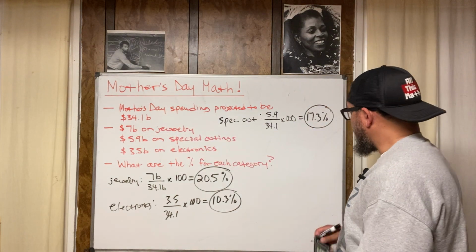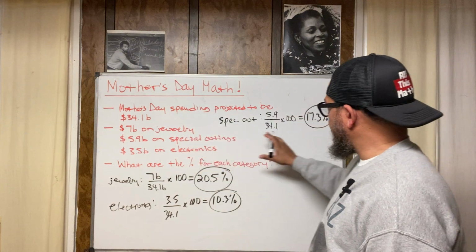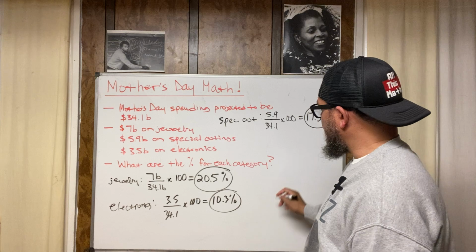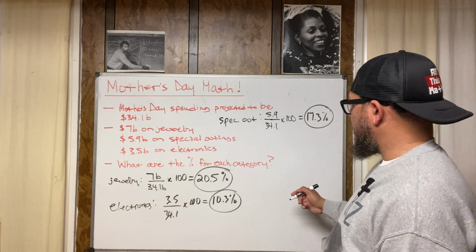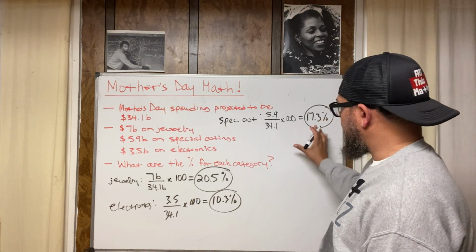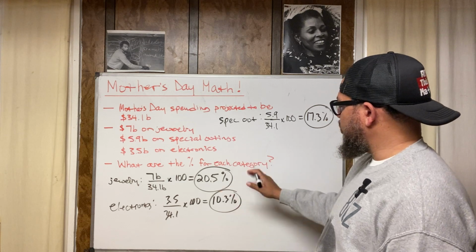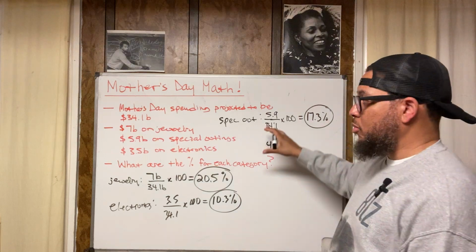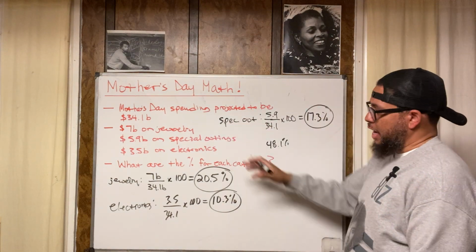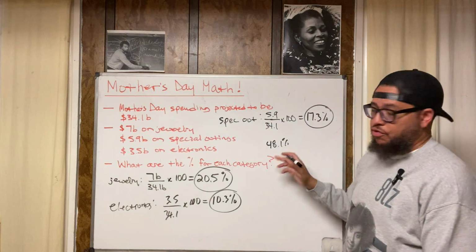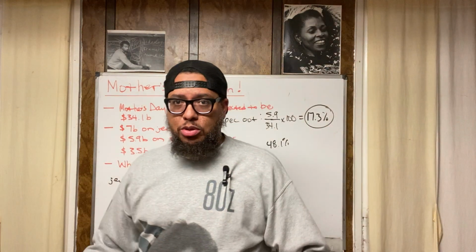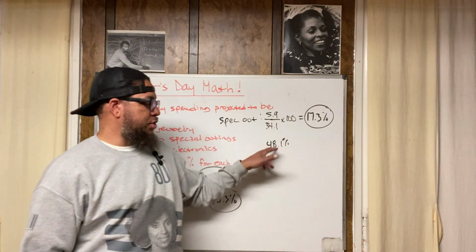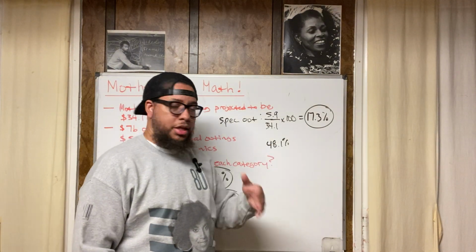So these top 3 categories represented, let's see, 20 and 17 is 37. 37 and 10 is 47. 47, let me see, 0.6, that's 48.1. They represented 48.1%. So almost half of all the money spent. How do I know it's almost half? Because 48 is almost 50, and 50% is half. So 48% is almost half.